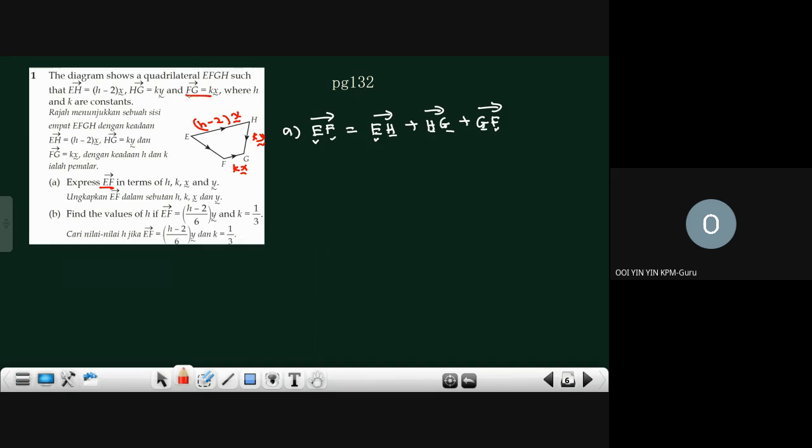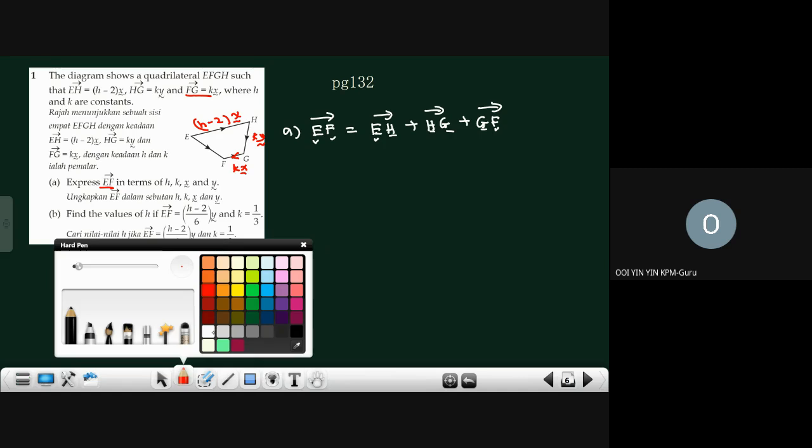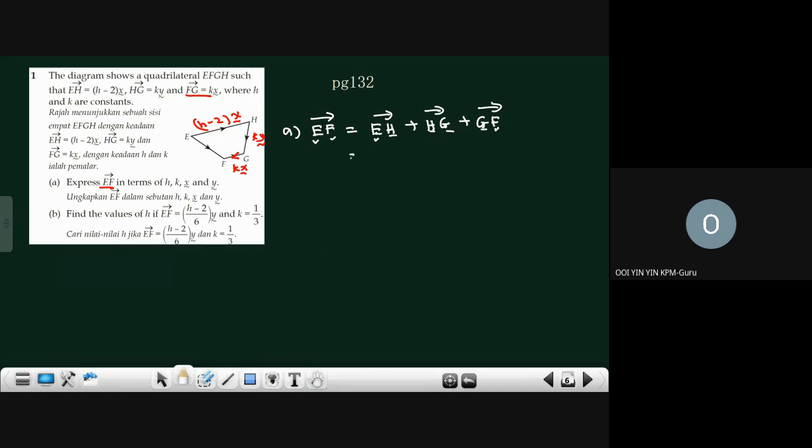Only the last direction is different. The question gave FG, right? FG, this direction. But now what we want is GF. We want to reverse the direction. So if we want to reverse its direction, you remember what I told you just now? Okay, here means we continue. EH plus HG. Same. It's just this one.